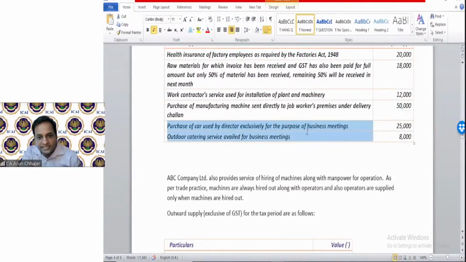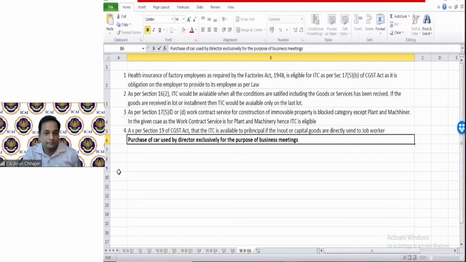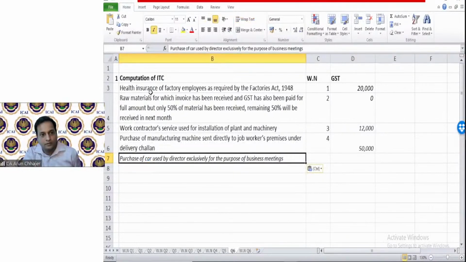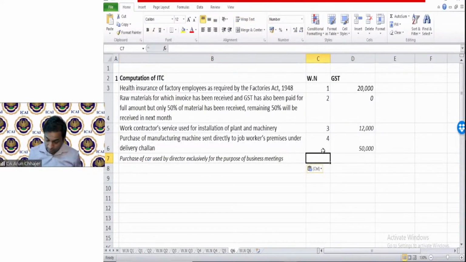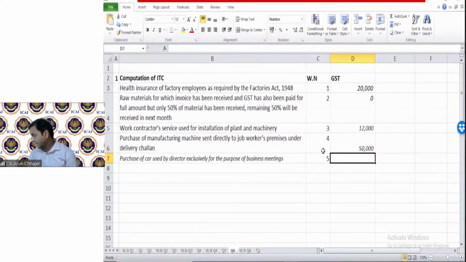Now, purchase of a car by the director used exclusively for the purpose of business meetings. Purchase of the car used exclusively for business meetings. Can we take the ITC? Yes. In the last class, we had one particular point. Can we use the ITC?